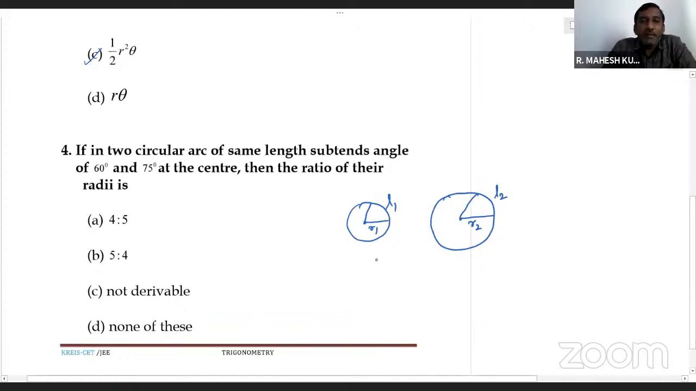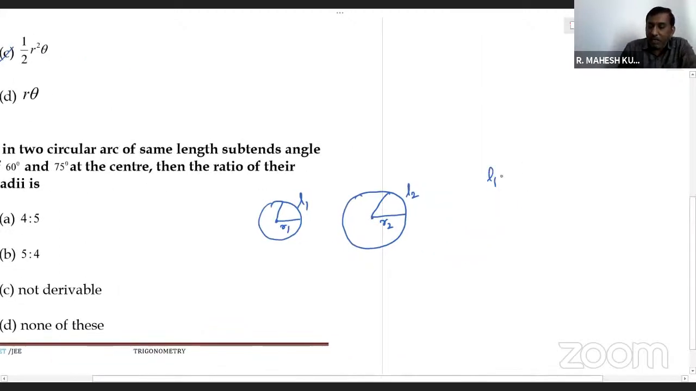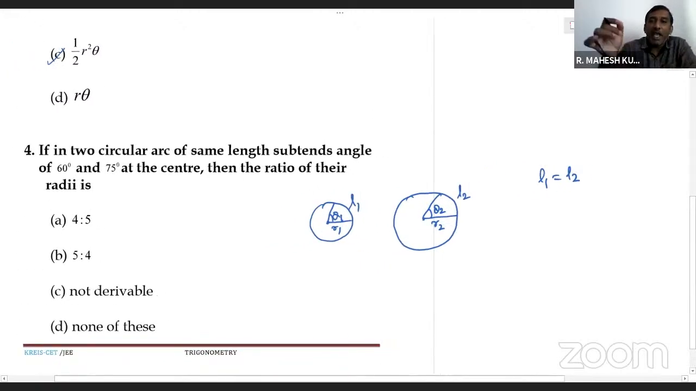What is it that they have given? In two circular arcs of same length, what they have given is L1 is equal to L2, right? So the central angle in the first circle we will take as theta 1, and the central angle in the second circle we will take as theta 2. Now L1 is equal to L2. Angle subtended at the first circle center is 60 degree. Angle subtended at the second circle center is 75 degree. They have asked for the ratio of the radii.